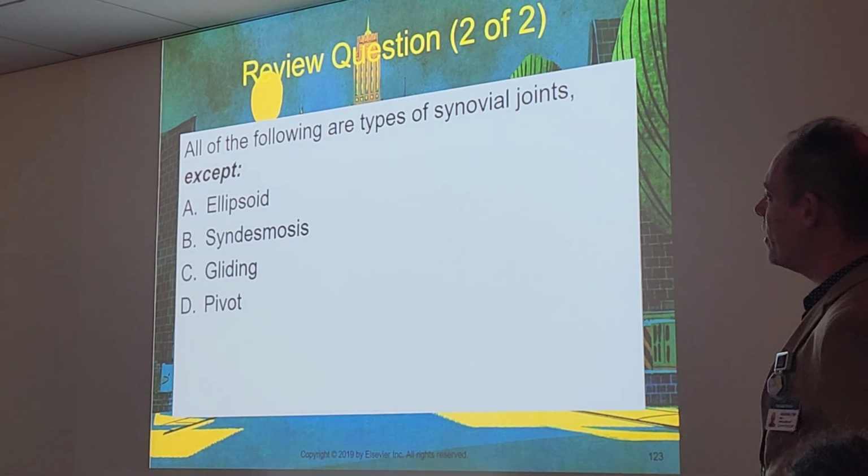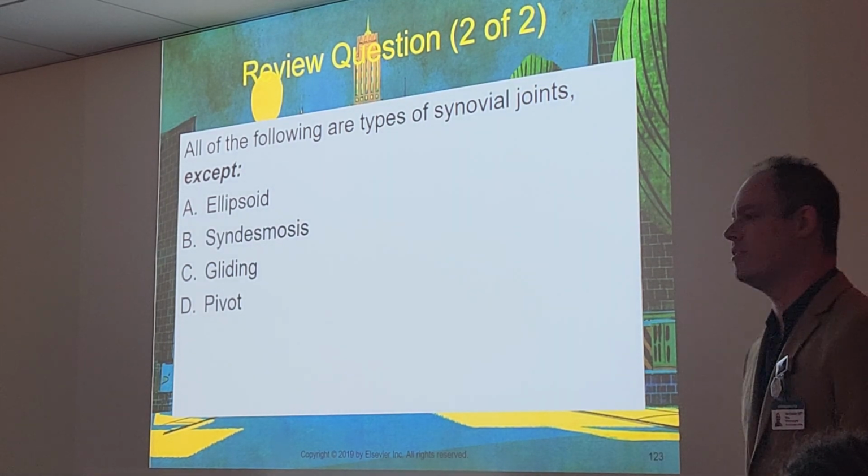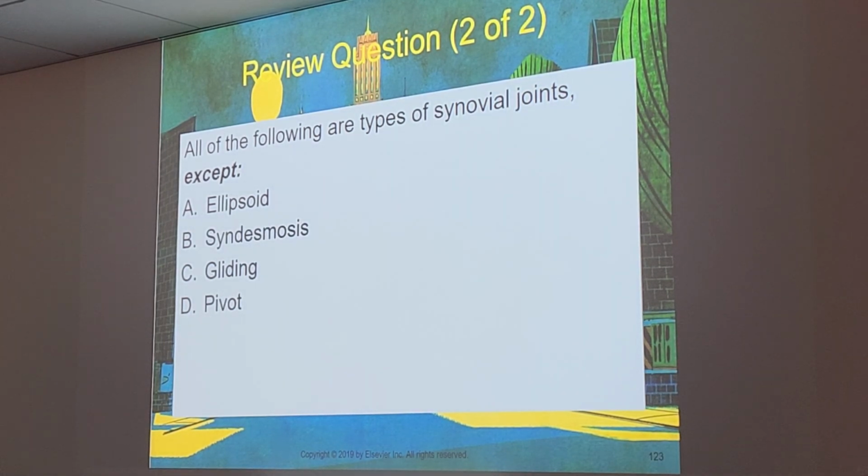Now let's go ahead and break those down though. Ellipsoid. What's an example of an ellipsoid joint? Fingers. Fingers or what else? Wrist. Very good. How about a gliding joint? Also in the wrist, but where else? The foot. And the feet. And how about a pivot joint? C1, C2, the neck. Atlanto-occipital joints. Very good.